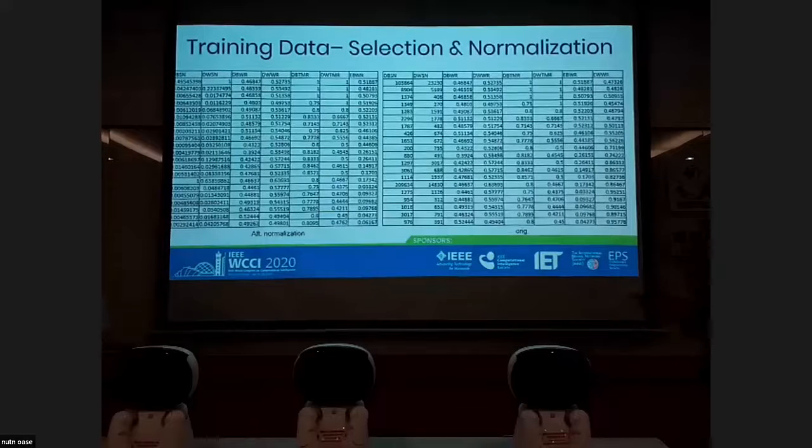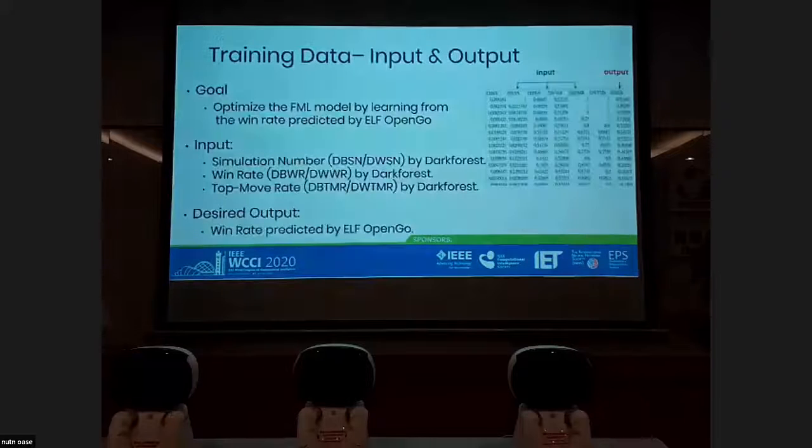Which you can see here, this is our training data. After, this is our original data, which you can see here. The simulation numbers, DBSN and DWSN, are relatively higher. After dividing, it becomes this. So all numbers are between 0 and 1, and it is better for us to perform the machine learning.